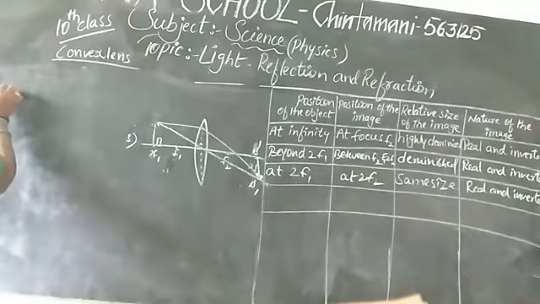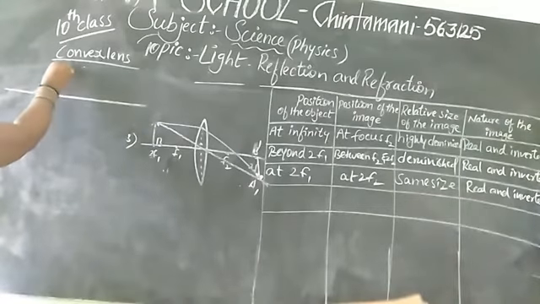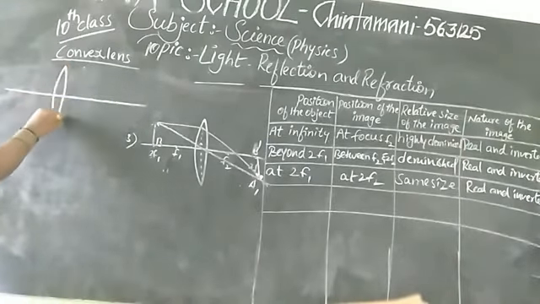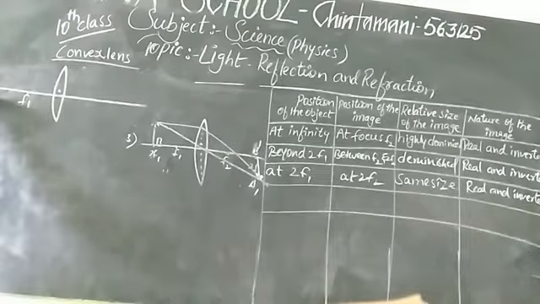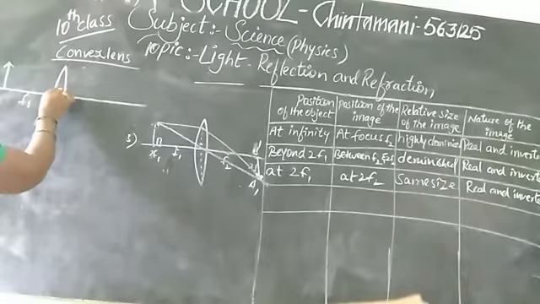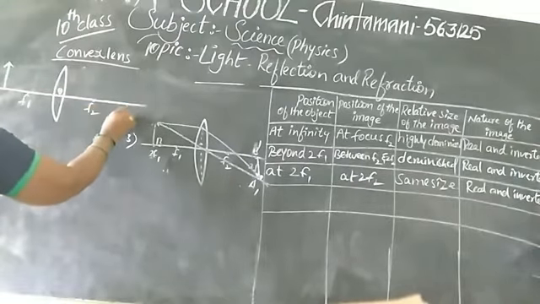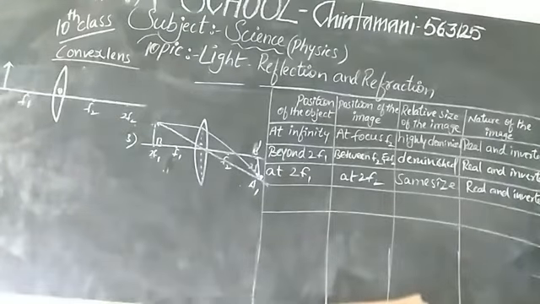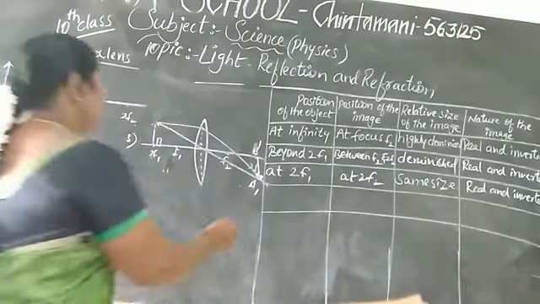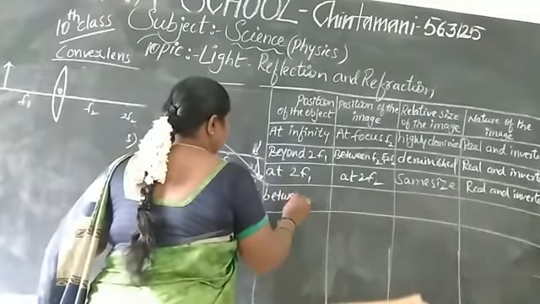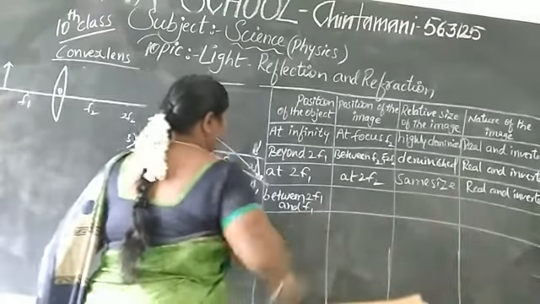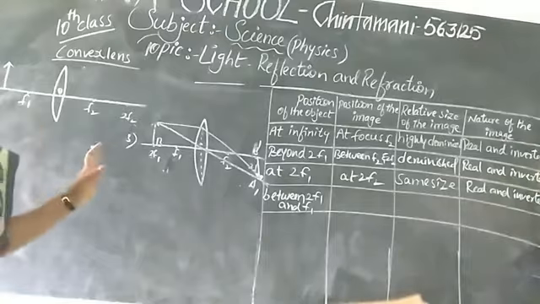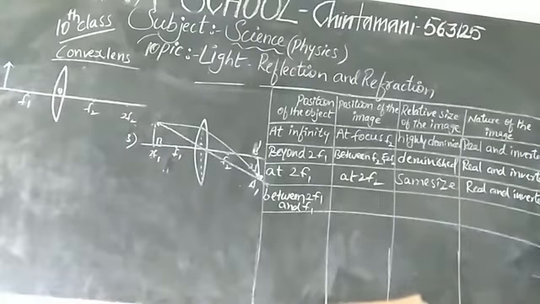So once again, draw the principal axis for this. Draw the lens, center, F1, 2F1, and the object should be placed between F2 to 2F2. When the object is placed between 2F1 and F1, where is it going to form?